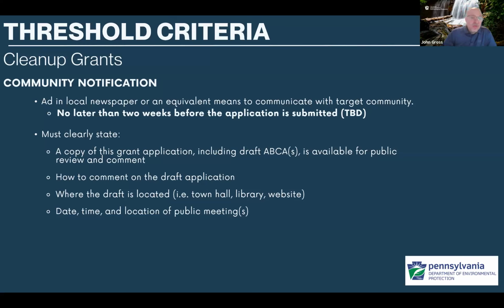But this notification must have a few things in it: the copy of the grant application, including draft ABCAs, available for public review and comment. Basically how to comment on the draft application. If somebody wants to comment, you have to supply a reason and a way to do that.